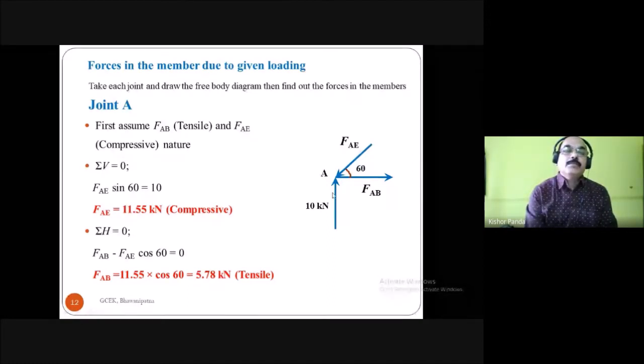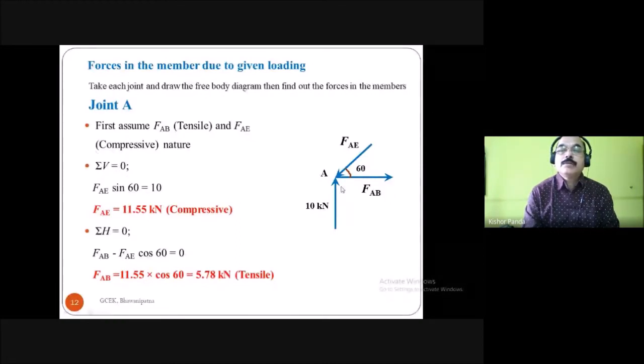Then you take the summation of vertical force is equal to 0 and summation of horizontal force is equal to 0. So here you take summation of vertical force is equal to 0. Here you see this is the vertical force, and you take the component of this force in the vertical direction. What is the component? FAE is acting at an angle of 60 degree, so you take the vertical component of this force. This is 10 kilonewton upward, and this is FAE sin 60.